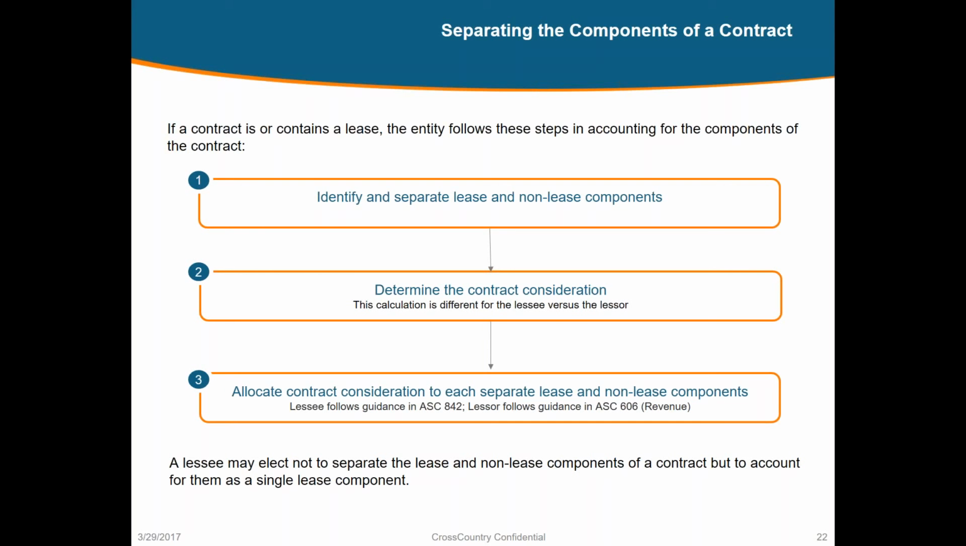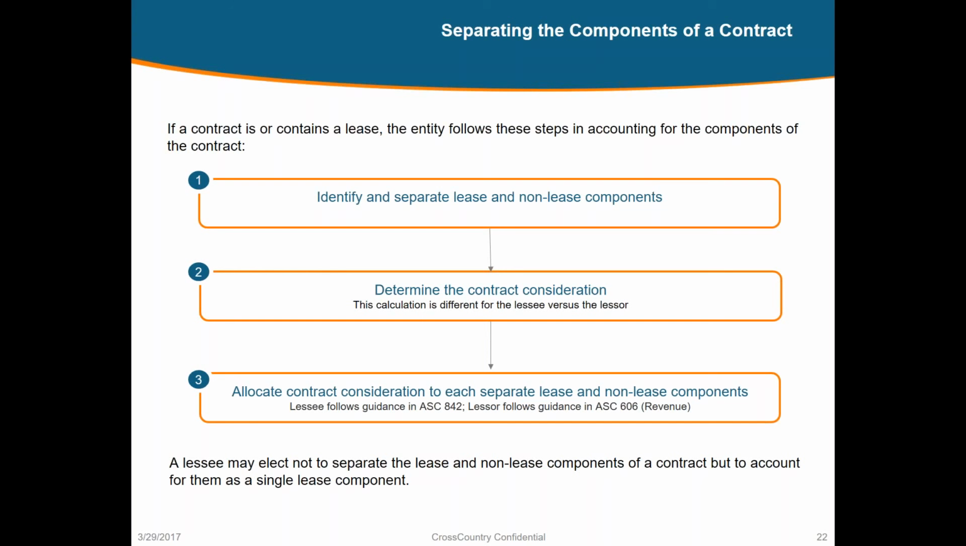For the lessor, this includes the same amounts the lessee would include, but also includes variable amounts, other than those that pertain to a lease, that would be included in the transaction price in accordance with the guidance on variable consideration in Topic 606. The third step is to allocate the contract consideration to each separate lease and non-lease component.